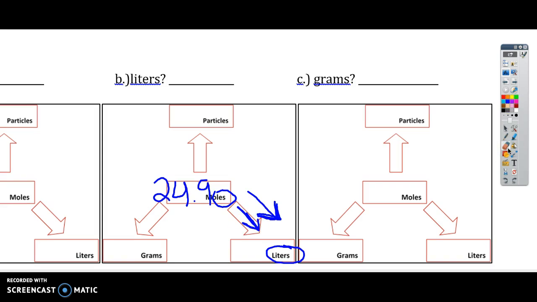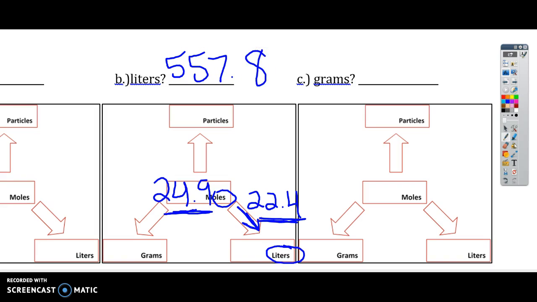The question you have to ask yourself is, what am I going to multiply by? You always multiply or divide by whatever number is next to your arrow on the mole map, which in this case is 22.4. That number is always going to be there. So all you have to do now is multiply 24.9 and 22.4. When we do that and round it off, you should get 557.8 liters. Round it to that 1 decimal. Next problem.